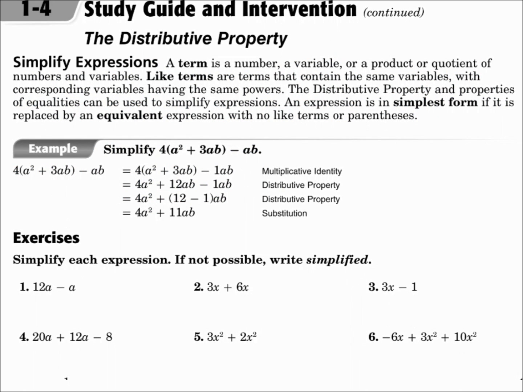You've been hearing me talk about like terms and unlike terms. A term is a number, variable, or product or quotient of numbers and variables. Like terms are terms that contain the same variables with corresponding variables having the same powers. So to be like terms, the variables and their exponents have to be the same. The distributive property and properties of equalities can be used to simplify expressions. An expression is in simplest form if it is replaced by an equivalent expression with no like terms or parentheses.